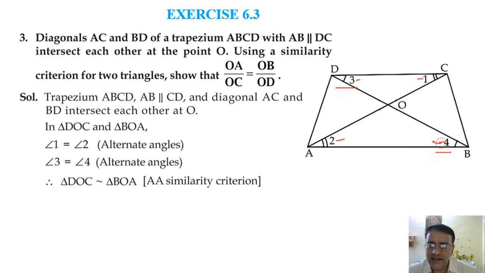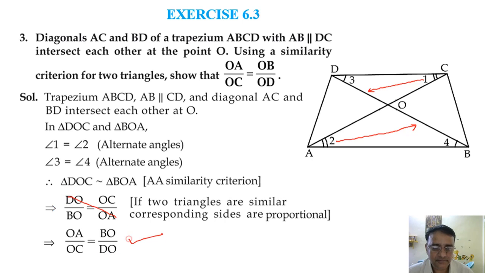What is the opposite side of angle 4? AO. Its corresponding angle is 3, so the opposite side of 3 is OC. So OA upon OC is the first pair. Now, opposite to the second angle 2 is OB. The corresponding angle of 2 is 1. Opposite to angle 1, which side? OD. So we come to the conclusion that OA upon OC is equal to OB upon OD. Okay, since if two triangles are similar, then corresponding sides are proportional.